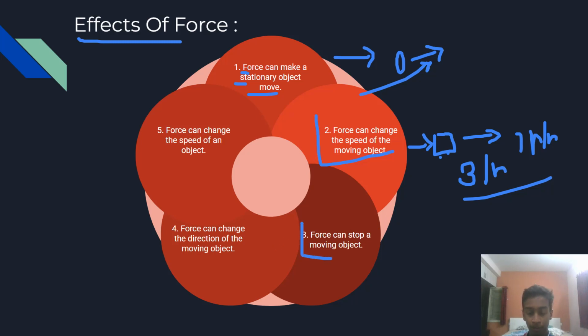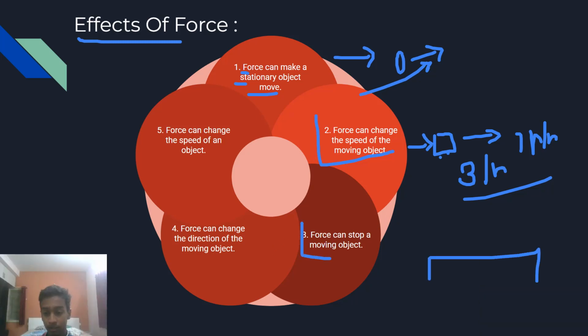Force can also stop a moving object. You have a goalpost, a goalkeeper. So what does a goalkeeper do? He uses his hands to block the ball. The force of his hand stops the ball, and we can hence prove that force can stop a moving object.